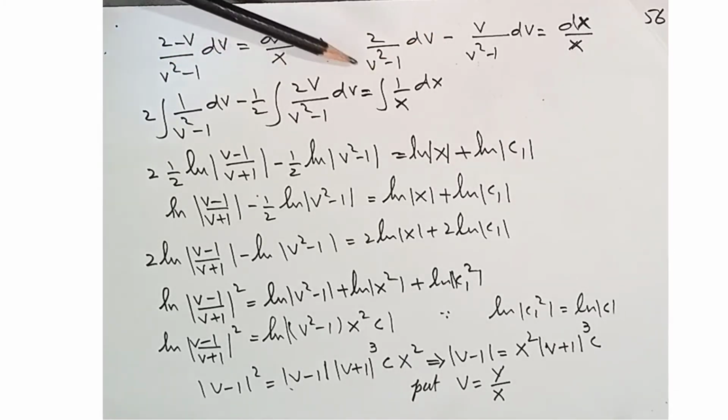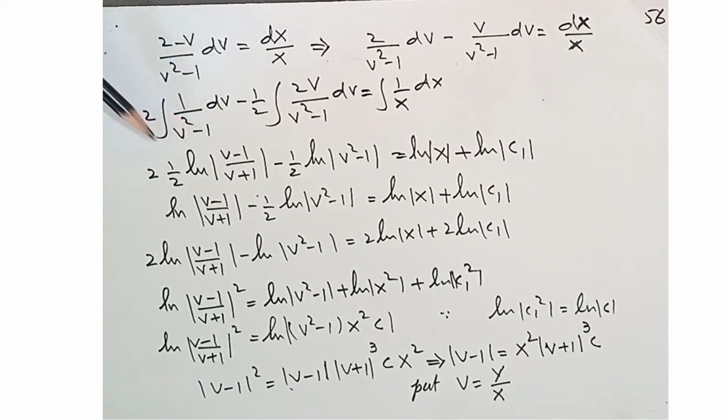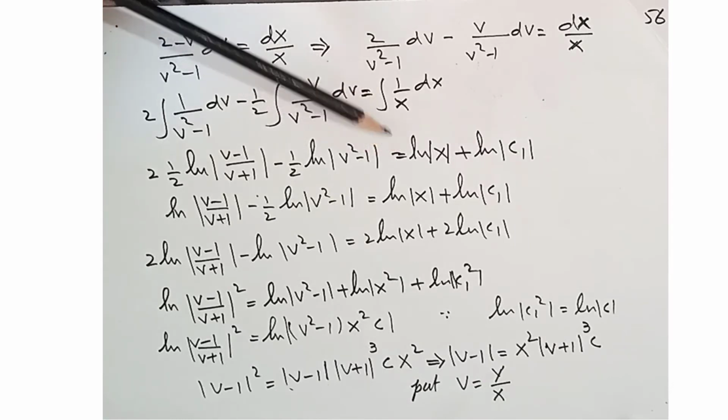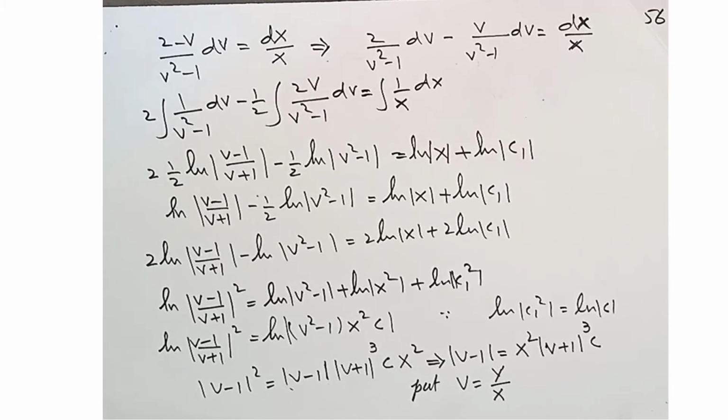Now integrating both sides, we take the integral on both sides. The integral of 1 by v square minus 1 becomes 1 by 2 log of v minus 1 by v plus 1, which is the formula for the integral of 1 by v square minus 1. And the other term is a function and its derivative, so its integral is minus 1 by 2 log of v square minus 1. And the integral of 1 by x equals log x plus log of c1.